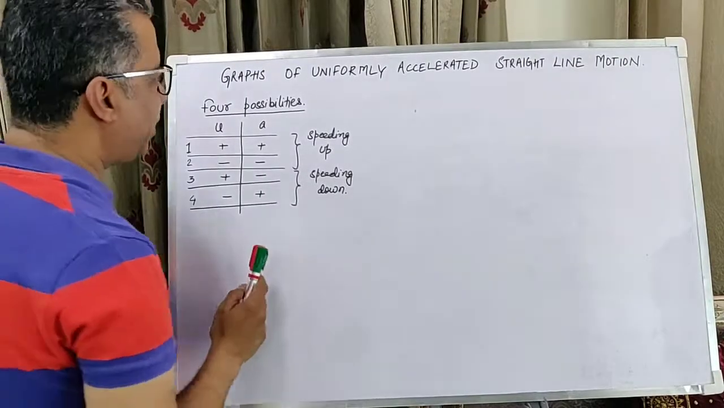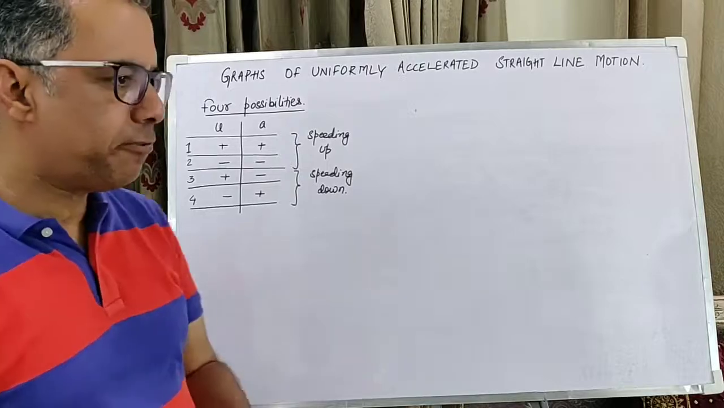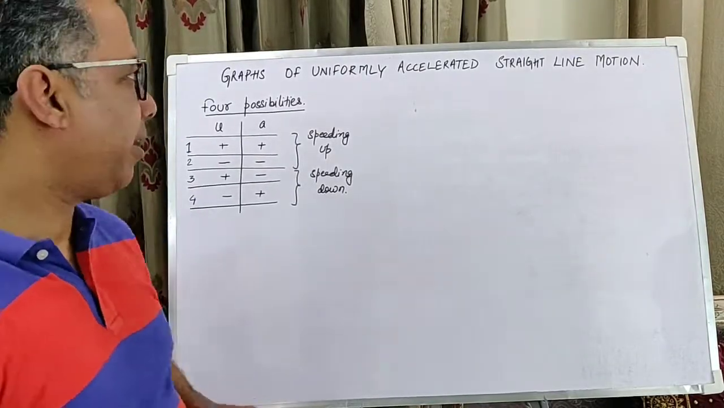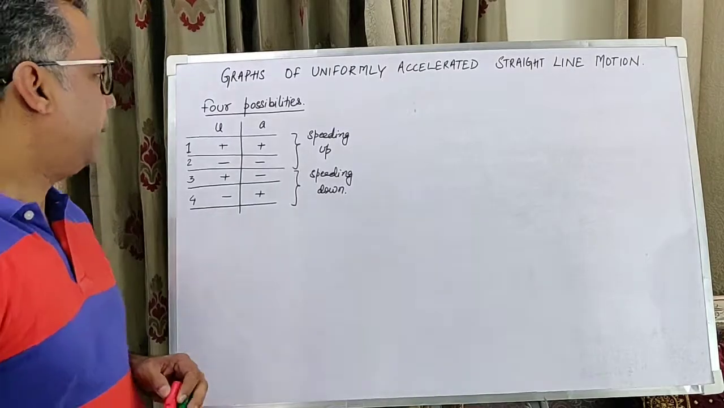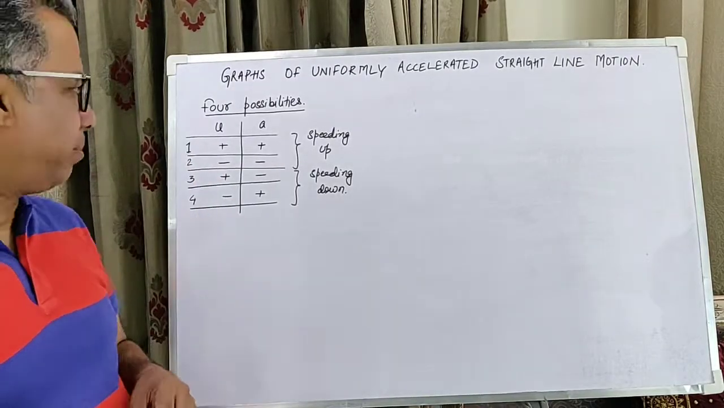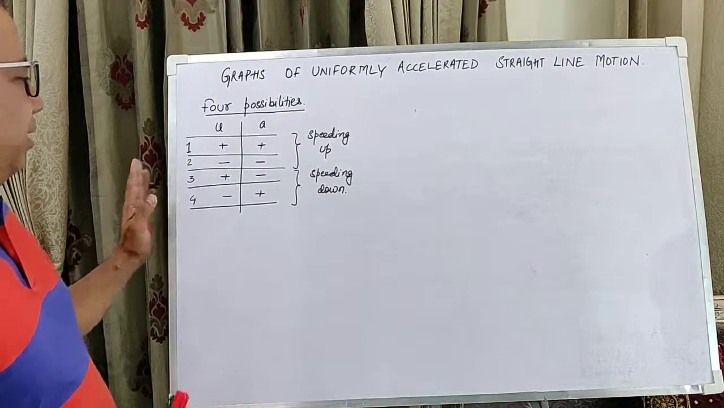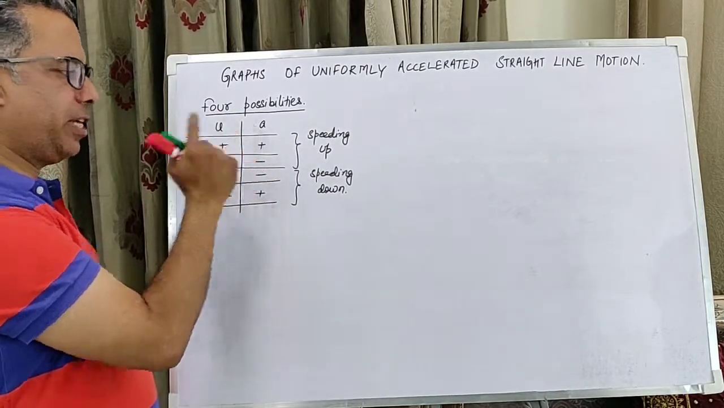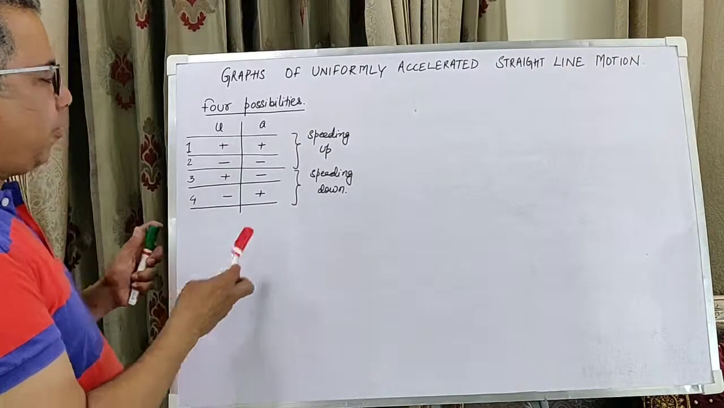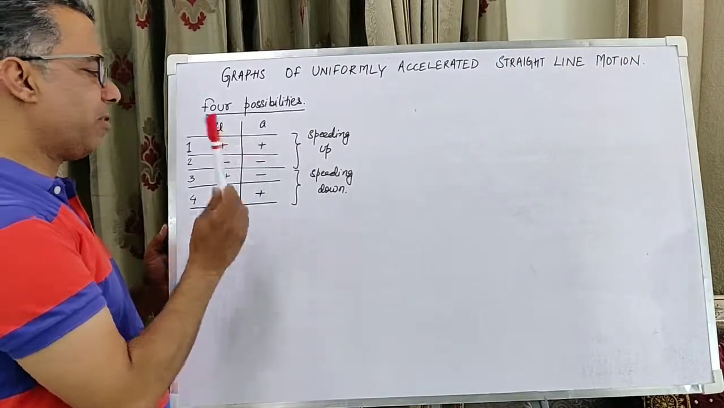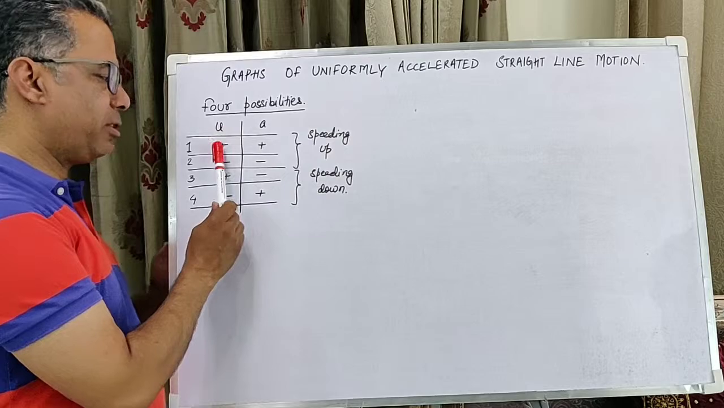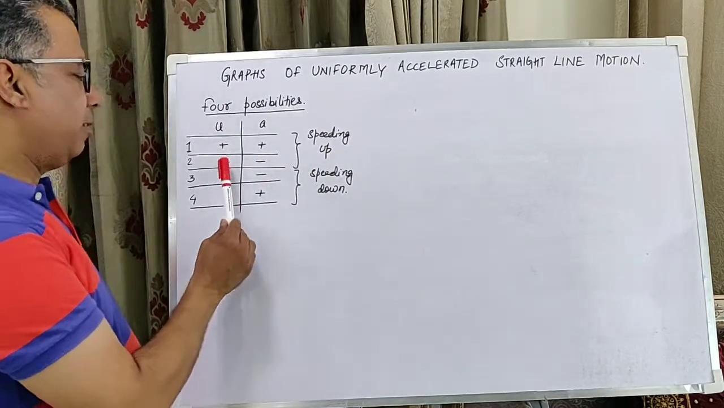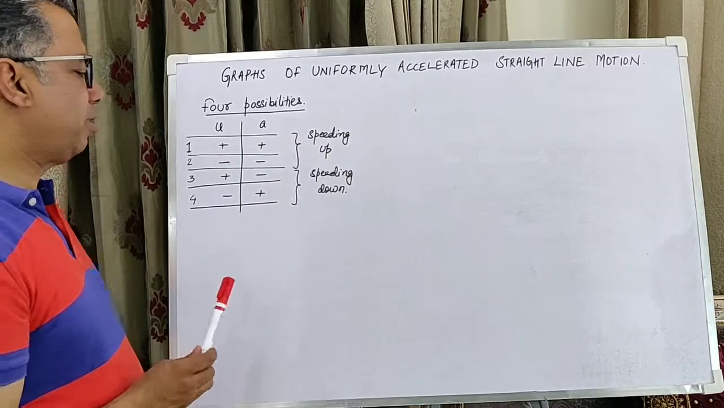So time to have a look at the graphs that represent uniformly accelerated straight line motion. We have four possibilities here regarding signs or directions of initial velocity and acceleration. One possibility is when both are positive, that is, both are in the same positive x direction. The other possibility is when both are negative, that is, both are in the negative x direction.